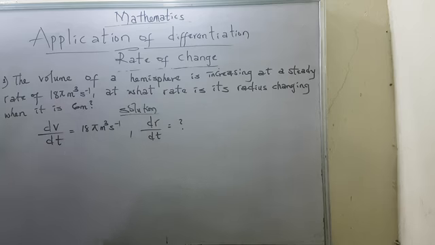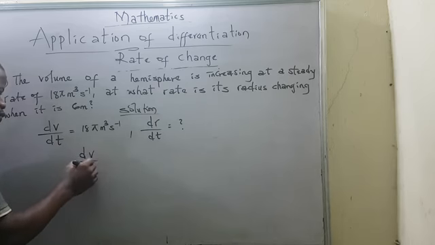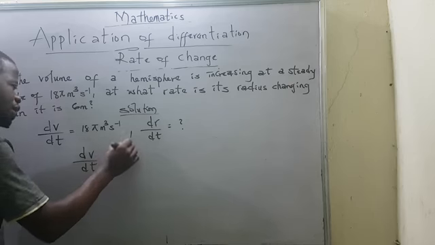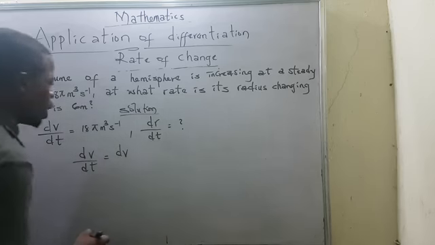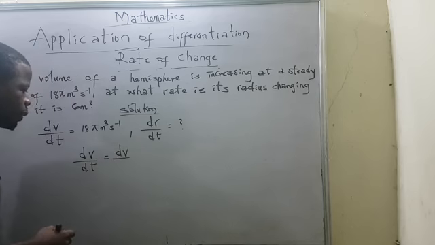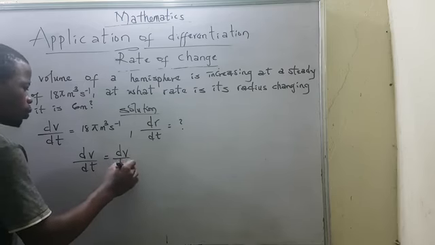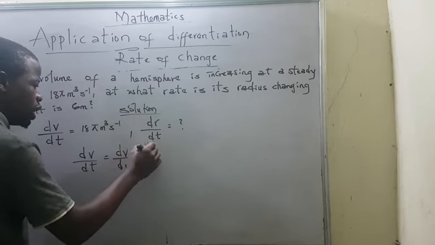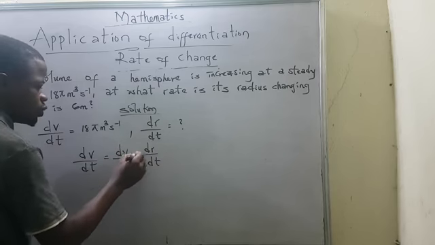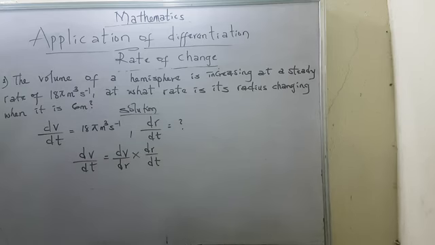How do you get that? Come to this place. So dV/dt should be dV/dr, since radius is involved, times dr/dt. Don't forget this is times, by multiplication. Now we have dV/dt, which is this. We don't have dV/dr and we don't have dr/dt. But we can get this from the formula of the volume of a hemisphere.